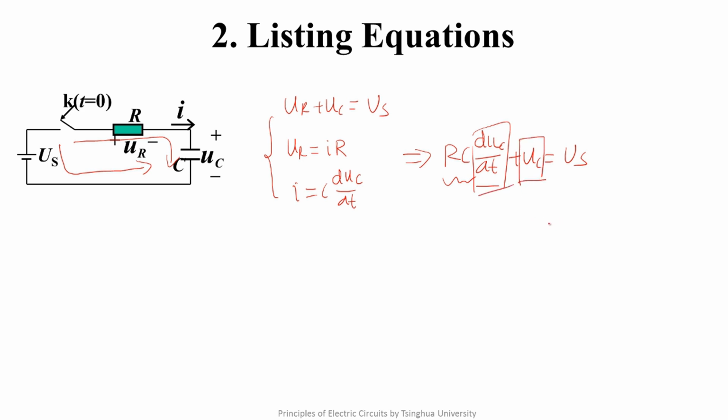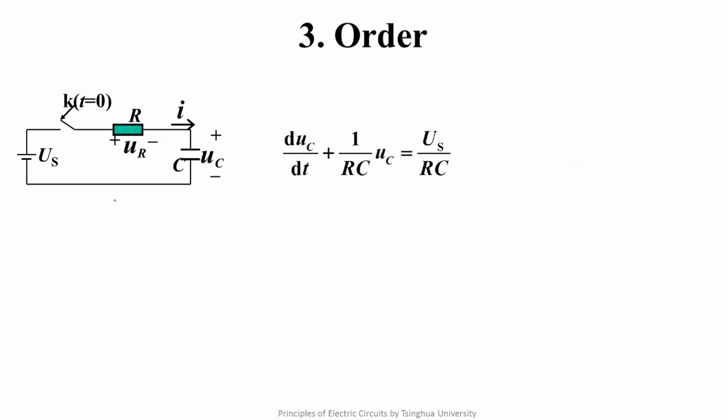So we finished writing the equations of the circuit. It is the equation for the circuit. The difference is that all the items of the equation are divided by the RC item of duc dt.